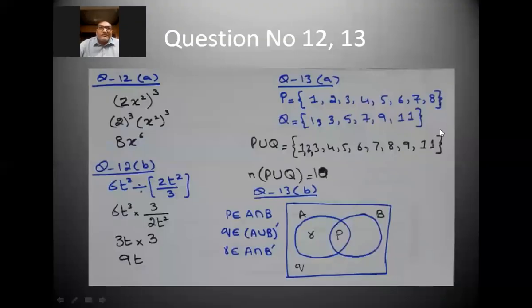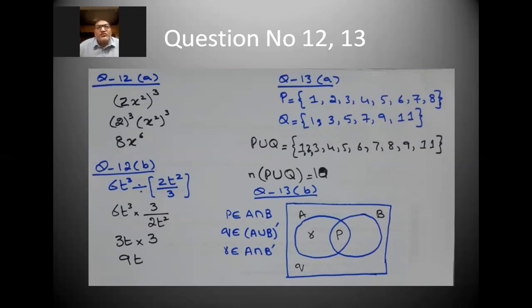Okay, so first of all, I will find out the P union Q. I will write all the members of both the sets, but I will not repeat them. 1, 2, 3, 4, 5, 6, 7, 8, 9, 11. So that's the P union Q. But the main question is, how many members are there? This small n means how many members are in the set P union Q. So simply count: 1, 2, 3, 4, 5, 6, 7, 8, 9, 10. So there are 10 members. So the answer is 10.